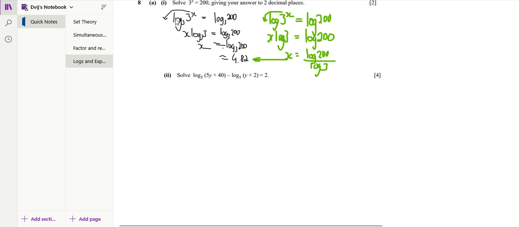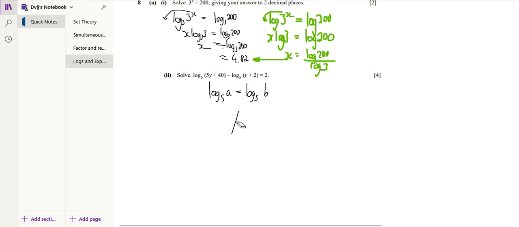So the second question: solve log base 5 of (5y plus 40) minus log base 5 of (y plus 2) is equal to 2. Now when you have a question like this, what you want to do is have one single log on both sides of the equation with the same base. So your final steps of working should look something like this: log base 5 of a is log base 5 of b, and the reason is because we can just go ahead and ignore the logs then.